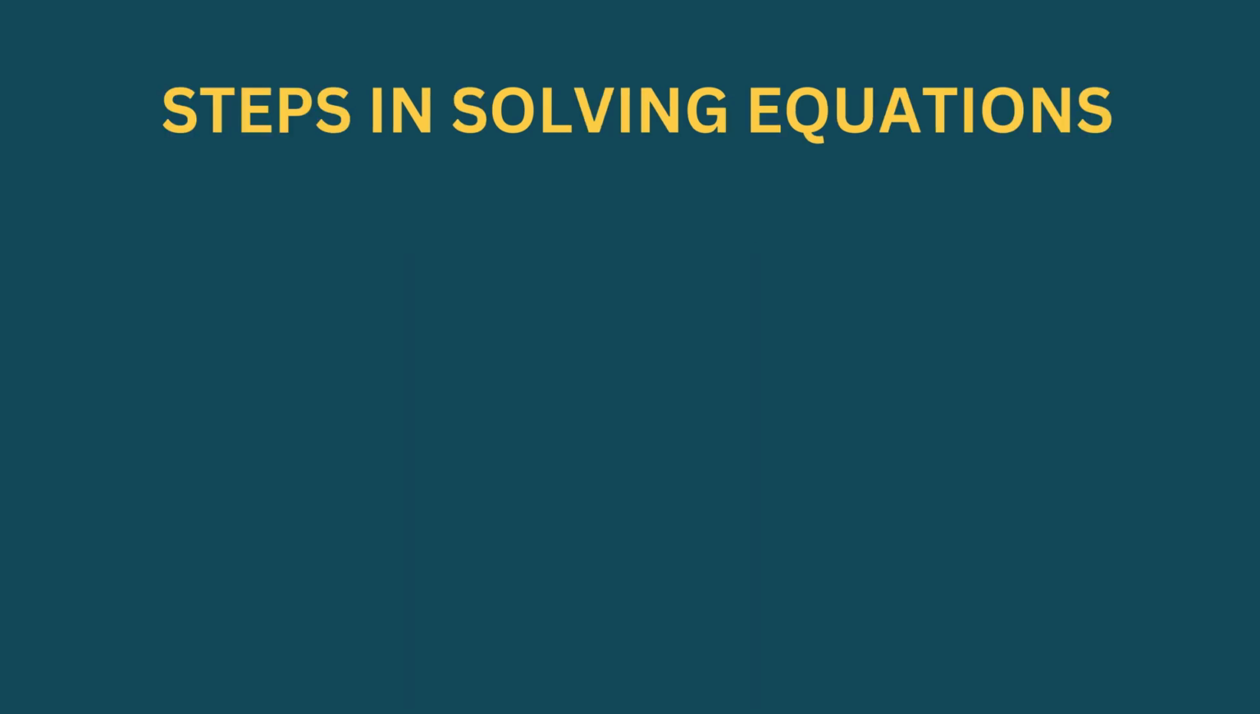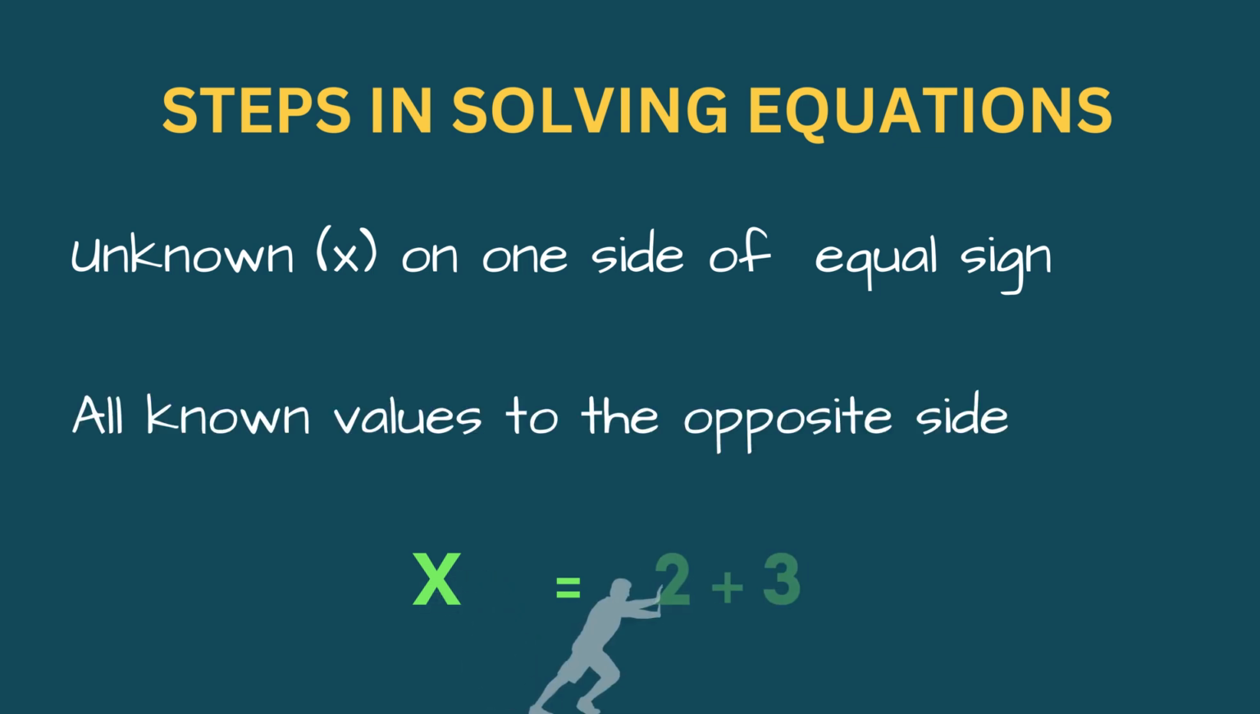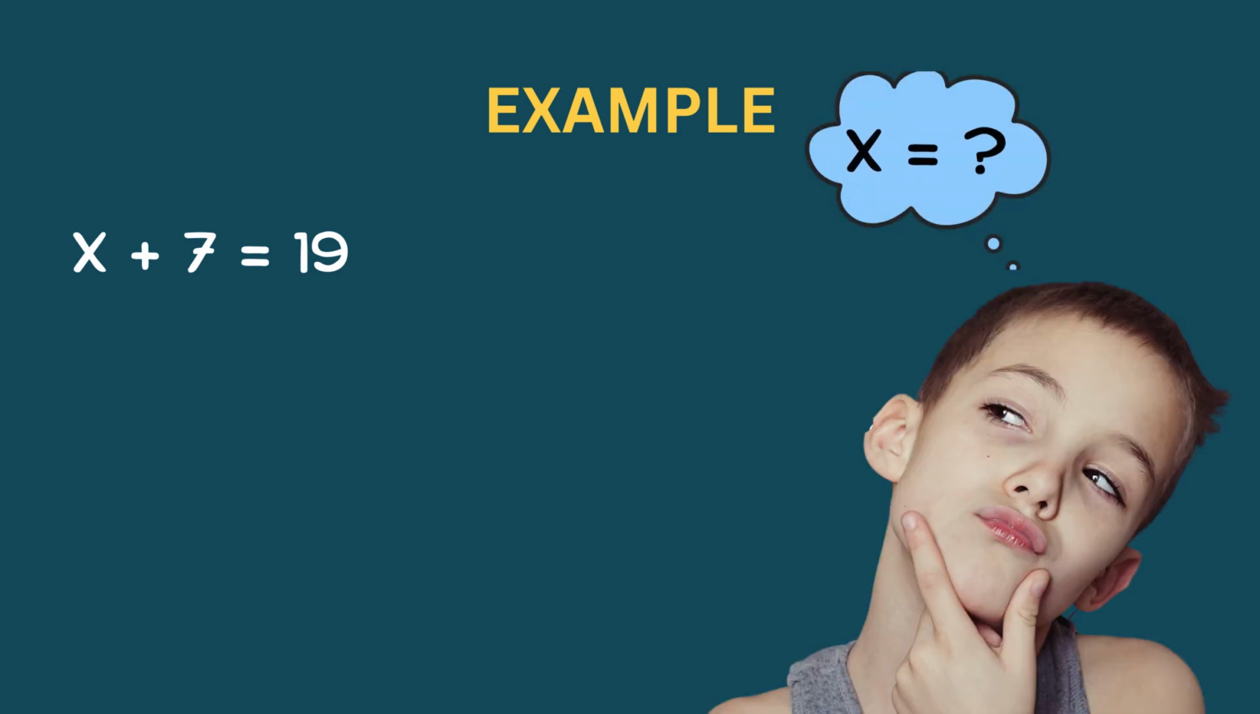When solving an equation, your job is to rearrange it so the unknown value, like x, is all by itself on one side of the equal sign. All the known numbers should be on the other side. For example, in the equation x plus 7 equals 19, we want to figure out what x is. To do that, we rearrange the equation step by step.